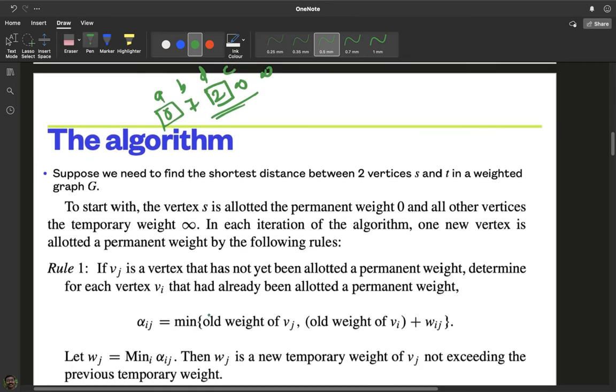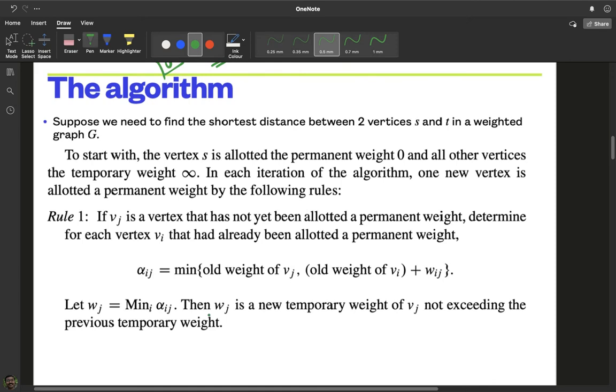Okay, so this is the algorithm as I explained. You have to find the shortest path between two vertices S and T. In the first stage, the initial vertex S is allotted a weight of 0 and all the other vertices are given infinity. In each step, one new vertex is given a permanent weight. As I told, at each step we are looking for the smallest weight, and the vertex with the smallest weight will be given a permanent weight. That will be actually the distance of the shortest path between the source S and that vertex.